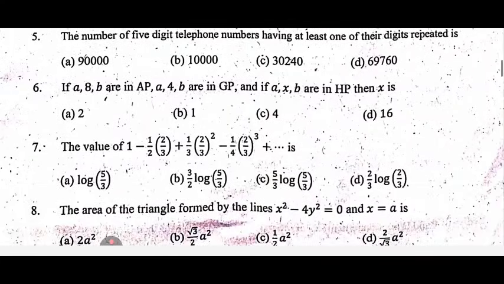Sixth one, if A, 8, B are in AP, A, 4, B are in GP, and if A, X, B are in HP, then X is.